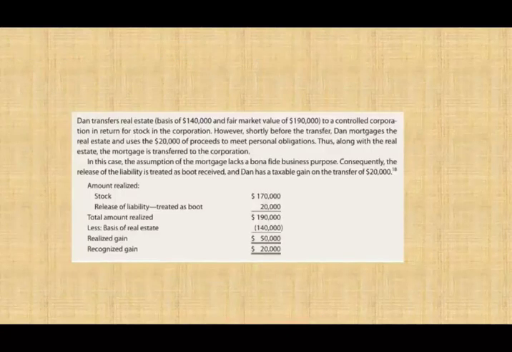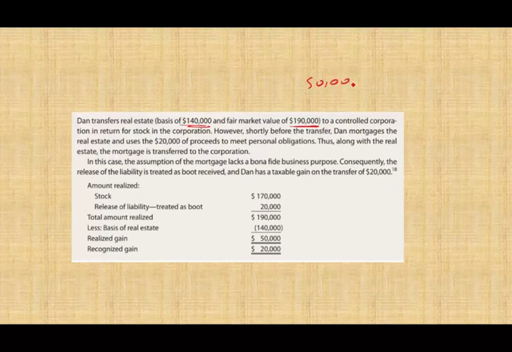Let's take a look at one more example similar to this one. Dan transfers real estate with a basis of $140,000 and a fair market value of $190,000. Right there we have $50,000 of realized gain to a controlled corporation in return for the stock. So Section 351 applies. However, shortly before the transfer, Dan mortgaged the real estate and used $20,000 of the proceeds to meet a personal obligation. Basically, he took out a loan and paid his credit card.